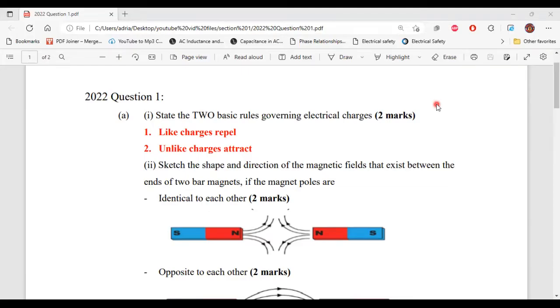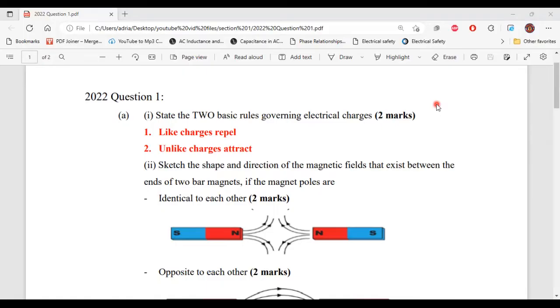I'm going to go through question 1 from the 2022 CSEC Electrical and Electronic past paper. I already have the solutions in place, so I'm just going to go through and explain everything that I have there. Going forward, this is how I'm going to approach each past paper question. All right, so let's begin.